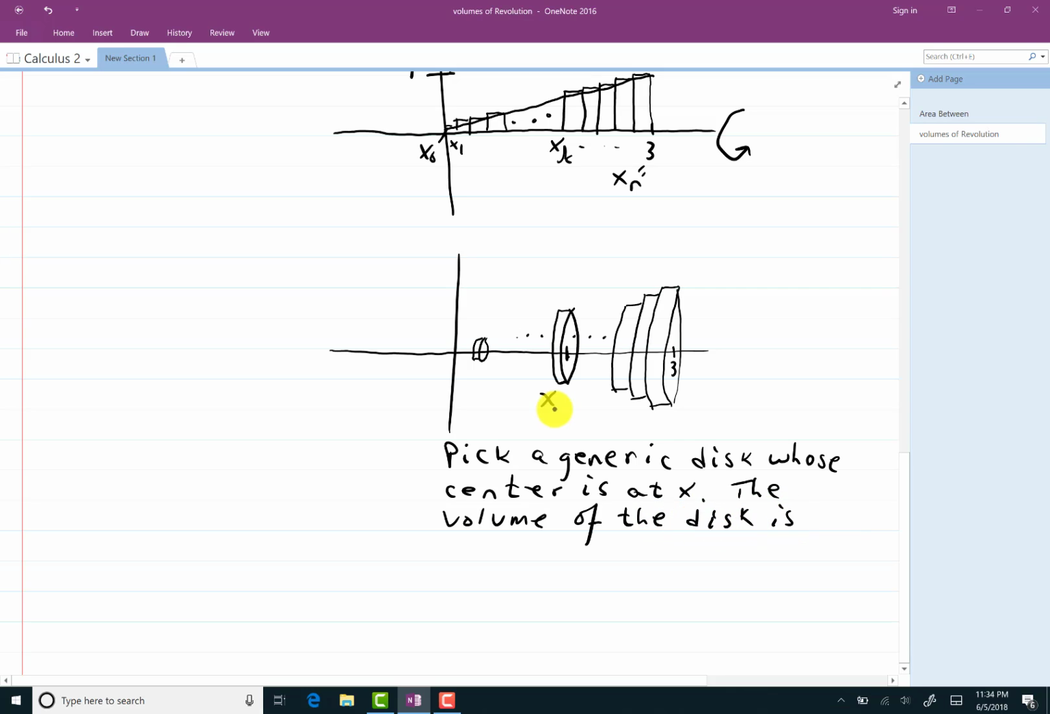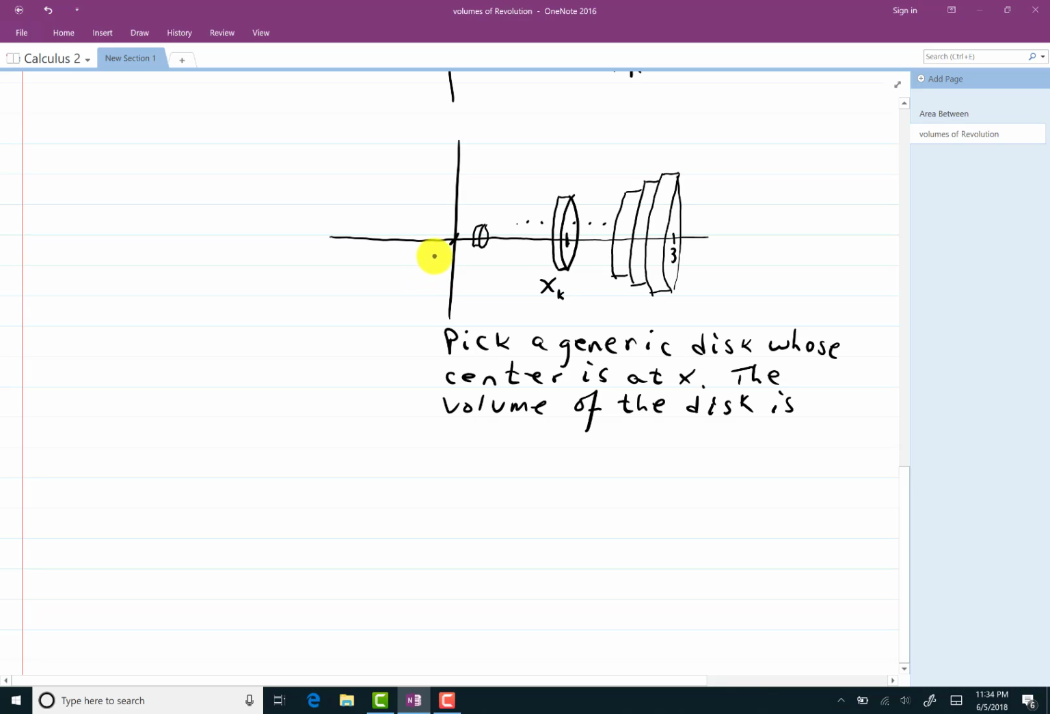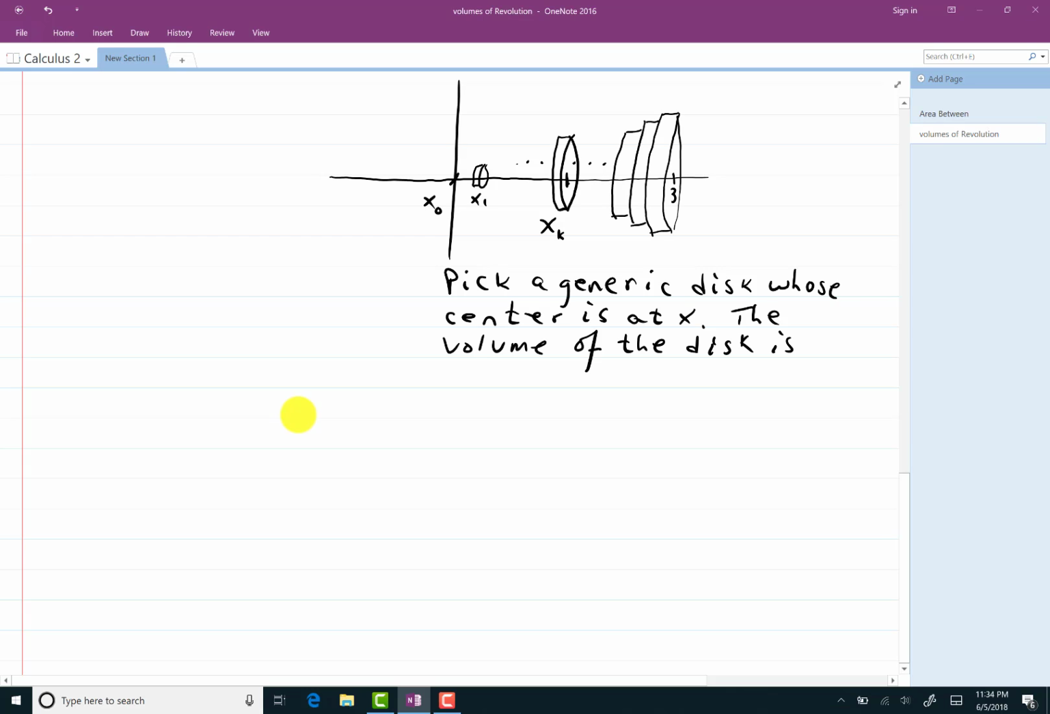I'm going to put an x sub k here because, remember, it starts here at x sub 0. That could be x sub 1, etc. You get the idea. Those are the locations of the centers of these disks. So let me see the volume of that disk. Here's a perfect example. It is a shape with a circular base and a uniform height. So in these cases, it is the area of the base times the height.